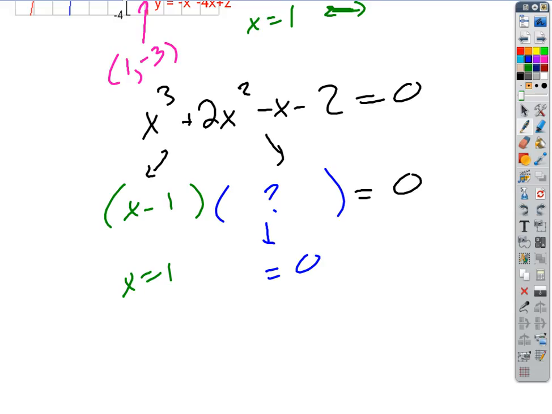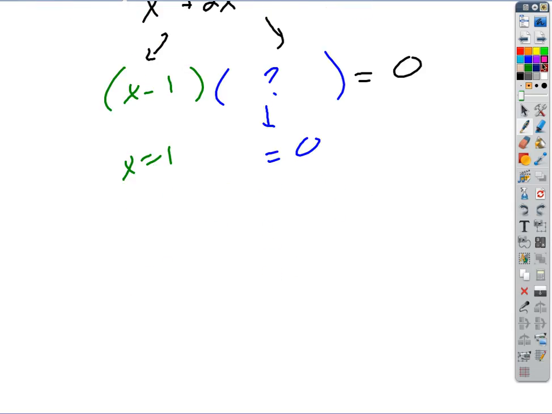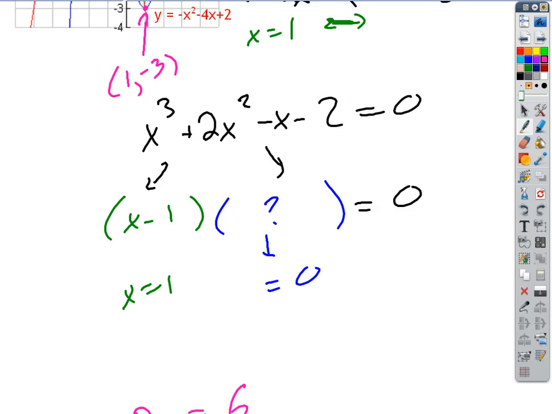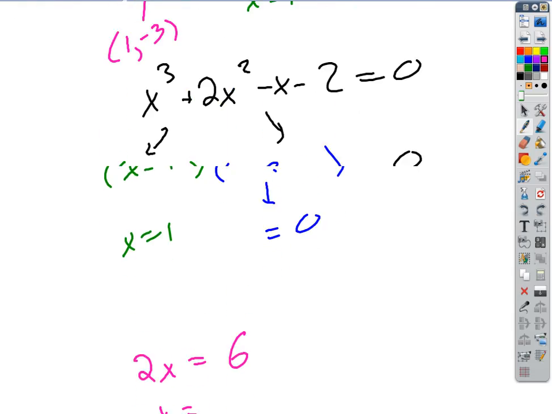Think of it in terms of numbers. If I did this in terms of numbers, it's really simple. What if I had 2x equals 6, and I want to know what x is? Divide by 2. Same thing here, right? If I know that this times this, green times blue equals black, then blue must equal black divided by green, right? So we should be able to just divide this thing out then, right?